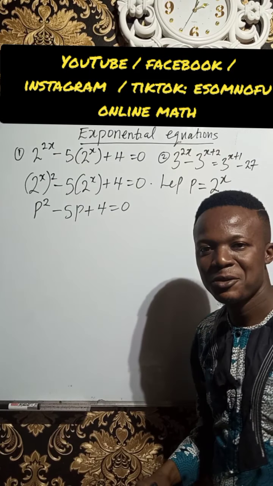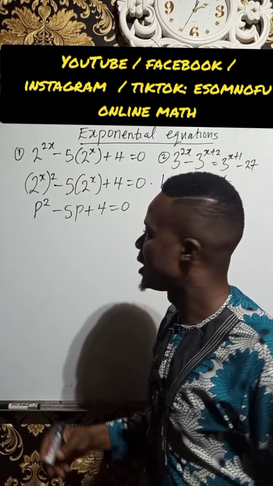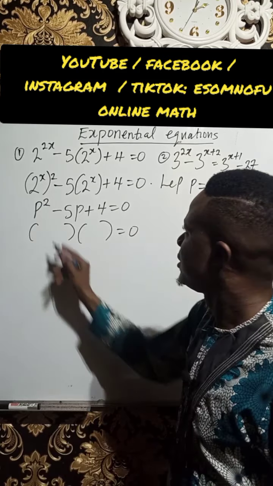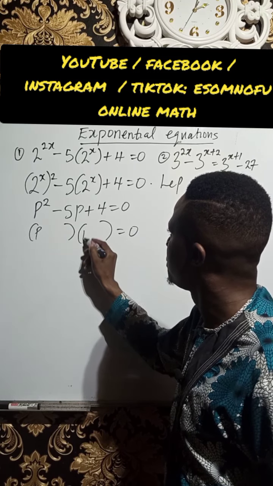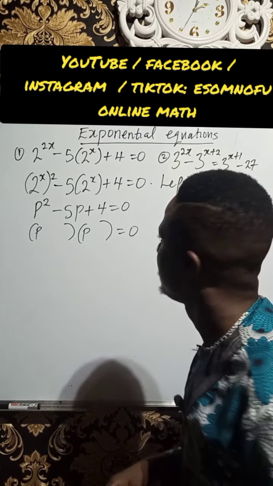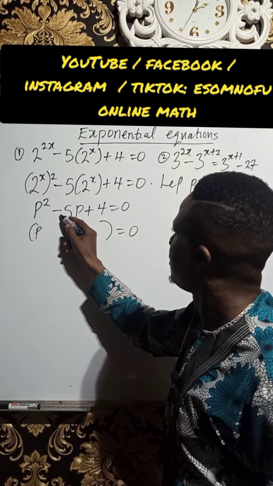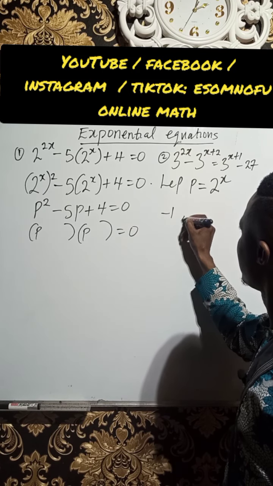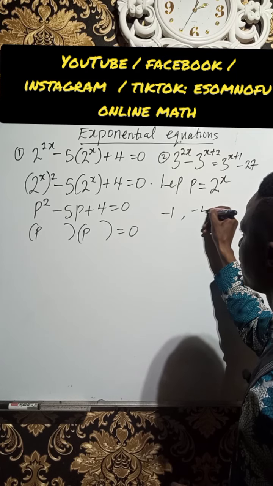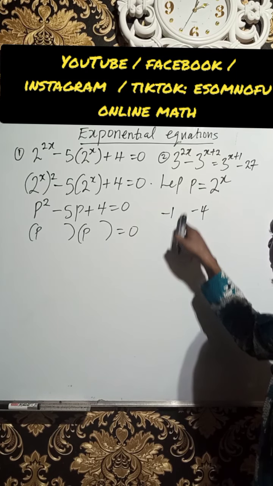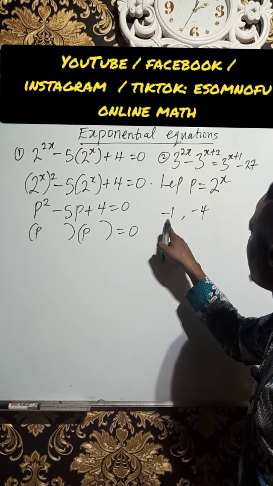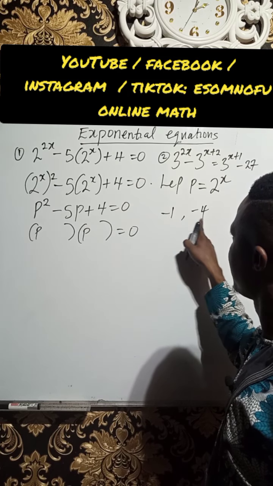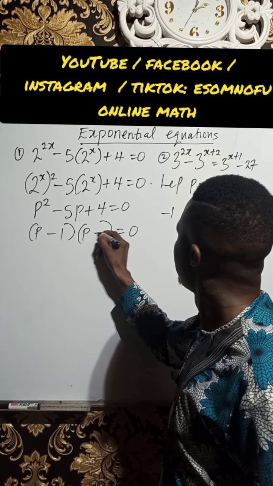You've now seen that we've successfully generated a quadratic equation, which you can just solve by putting two brackets like this equals 0. Now this is in p, so put p here, put p here. Ask yourself, what two numbers do you multiply to get 4, and if you add, you get minus 5? Think about minus 1 and minus 4. Minus 1 times minus 4 gives us plus 4, and minus 1 minus 4 gives us minus 5. Therefore, we are using minus 1 and minus 4.